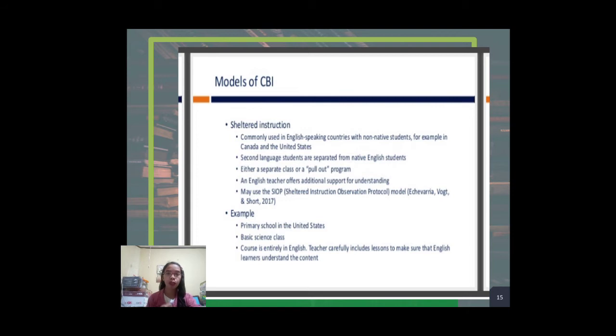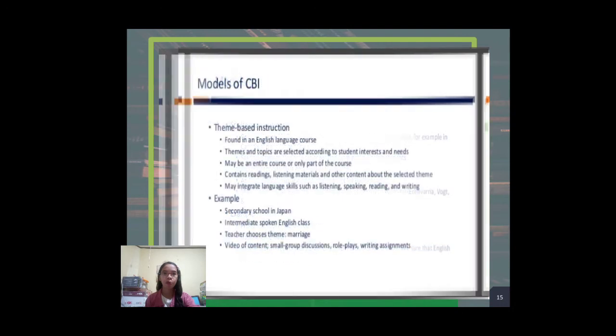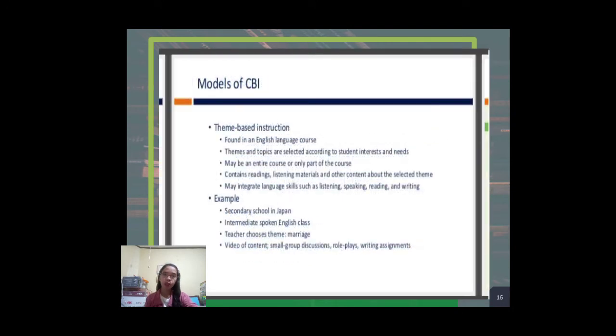Example, primary school in the United States, basic science class, course is entirely in English. So the teacher carefully includes lessons to make sure that English learners understand the content. Let's proceed to the theme-based instruction.